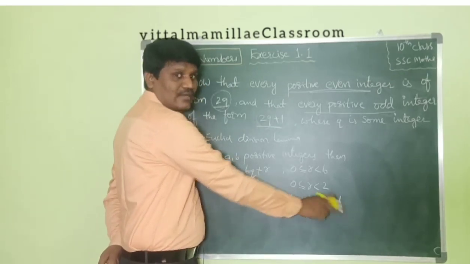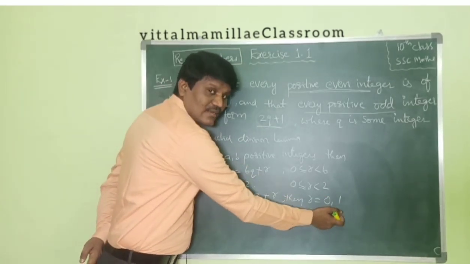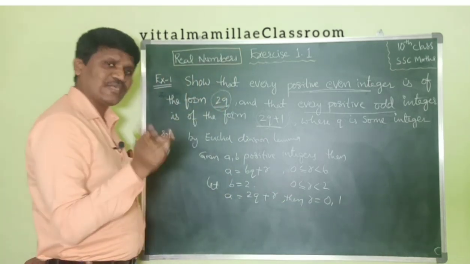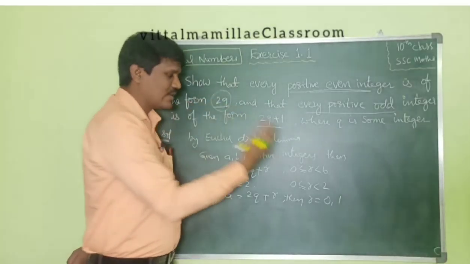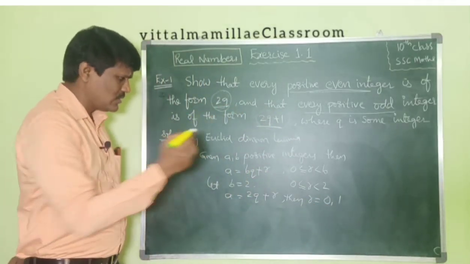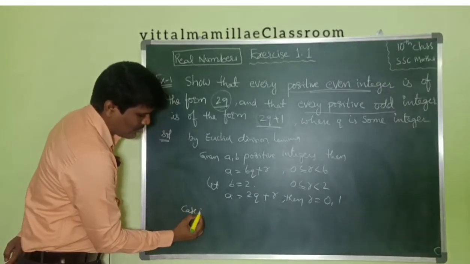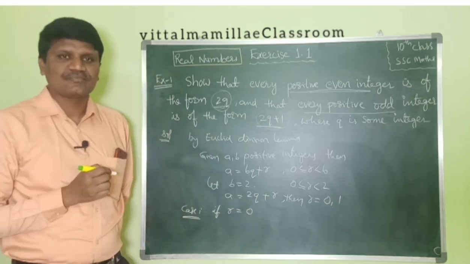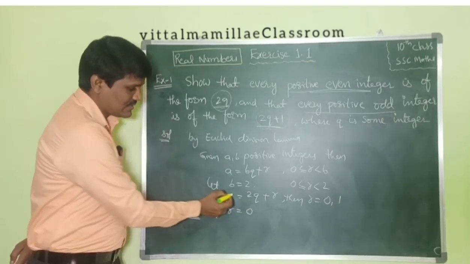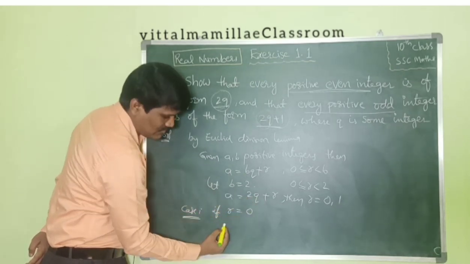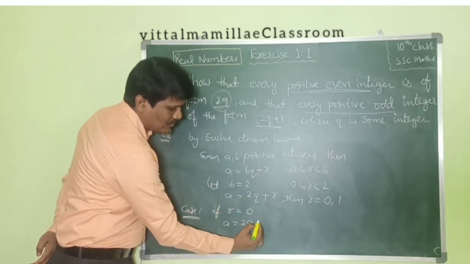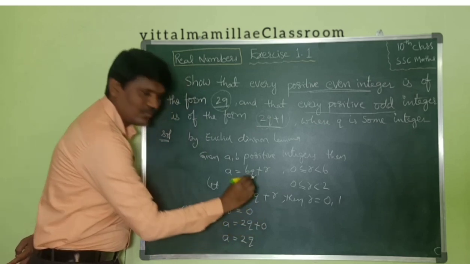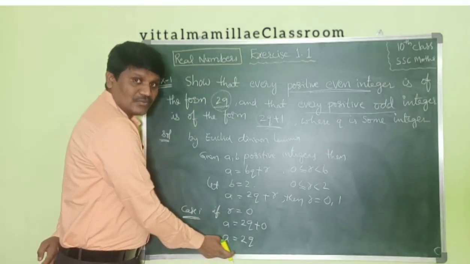So whatever the remainders are, r is equal to 0 or 1, so you should take 2 conditions. You take the first condition, you will get the first answer. You take the second condition, you will get the second answer. So here, case 1. What is case 1? If r is equal to 0, what happens? This equation becomes a is equal to 2q plus 0, that is nothing but a is equal to 2q.